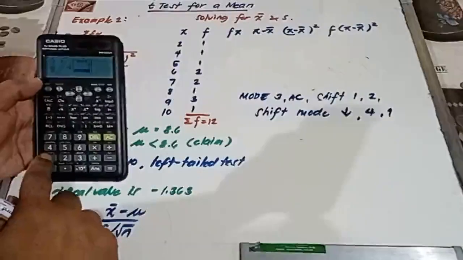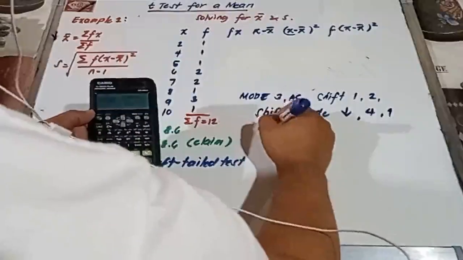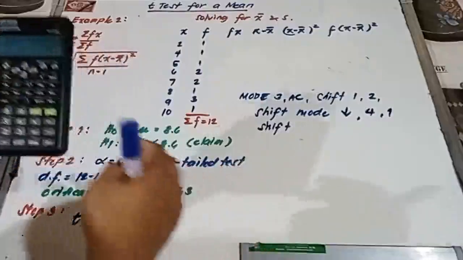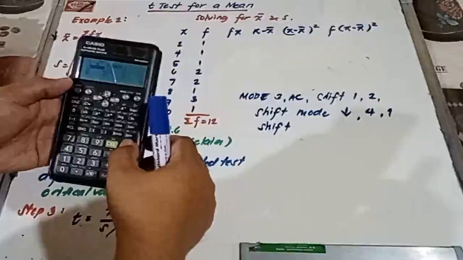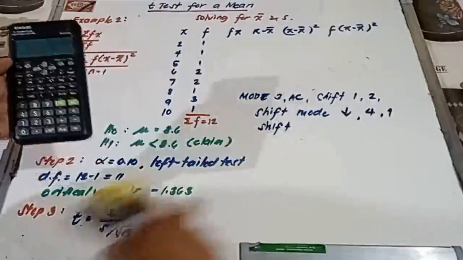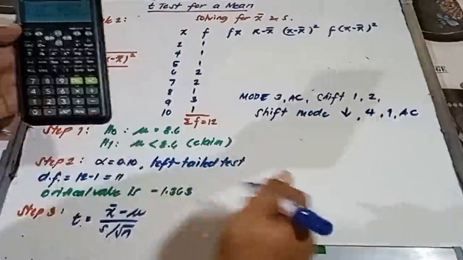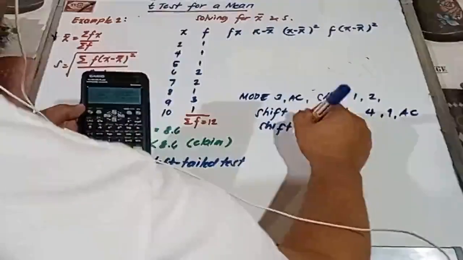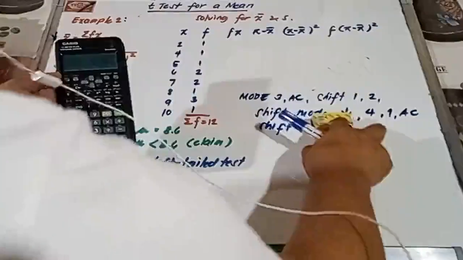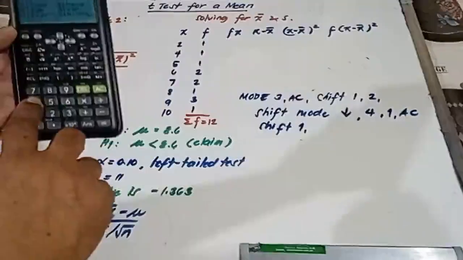Then, shift stat. Okay, shift stat. Okay, i-close po lang muna natin. Close natin. Right after na ma-input natin. Okay. AC muna. So, naroon na yung ating value. Press AC. Okay. And then, shift stat. Shift 1. Shift 1. And then, 4 para sa variable.